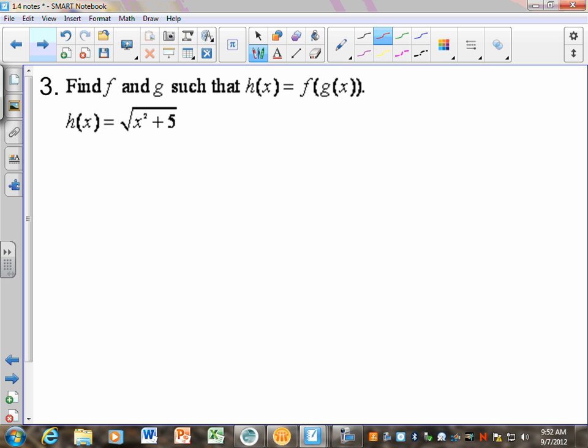Because this is not brand new, because you did it last year, they're going to have you do some decomposition of functions. So basically, they're going to give you an answer of f of g of x, and they want you to come up with two functions that would give you that composition.